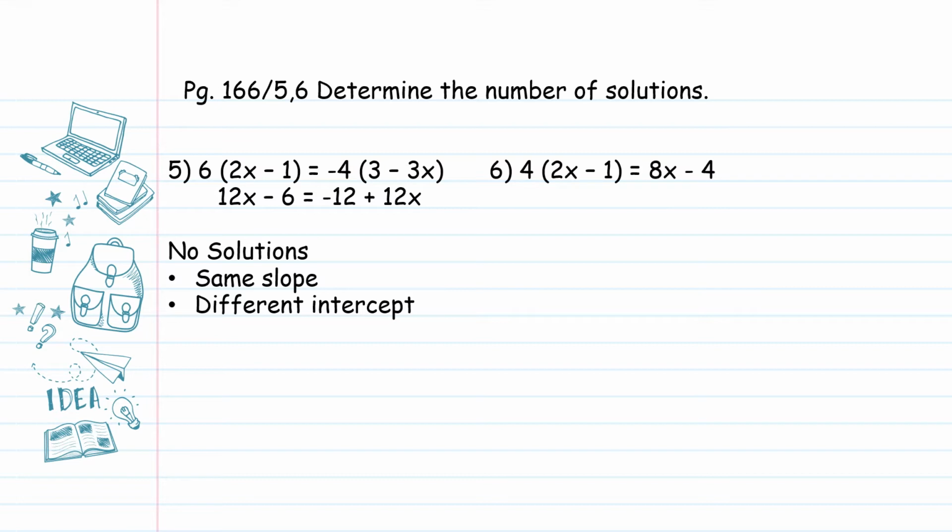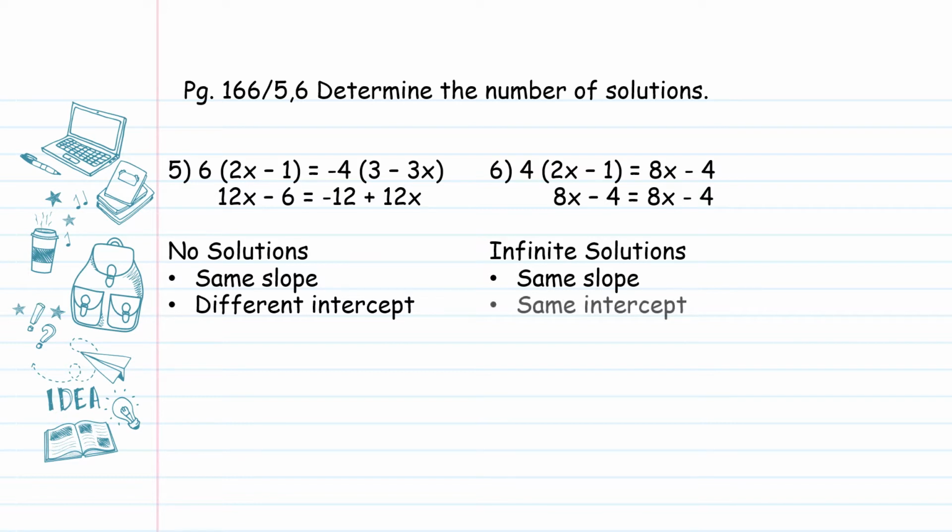Our next problem is number 6, and it gives us the equation 4 times, in parentheses, 2x minus 1 is equal to 8x minus 4. So again, we're going to want to distribute, so we get 8x minus 4 is equal to 8x minus 4. In this case, we have infinite solutions. This is because they have the same slope, and they also have the same intercept, so they overlap. There is never a point that they will not touch, because they're the exact same equation.